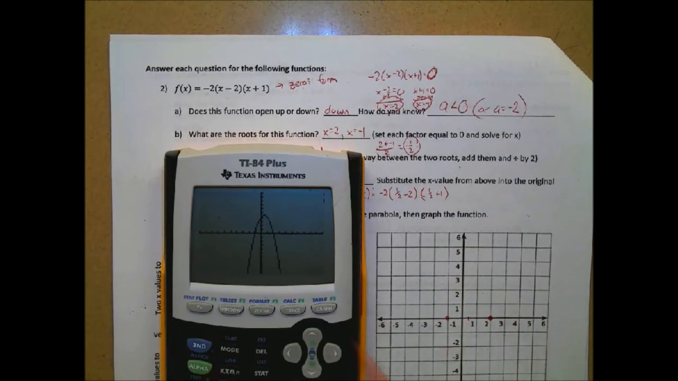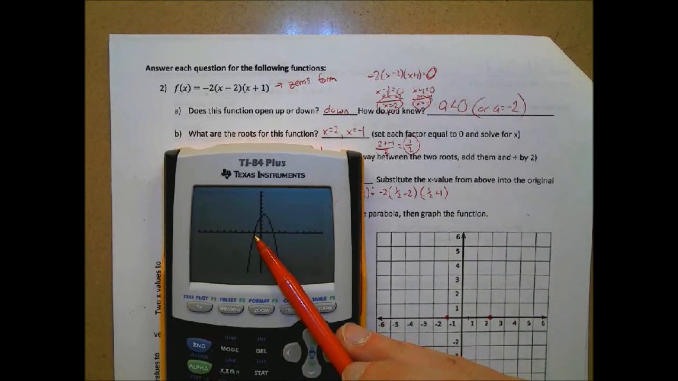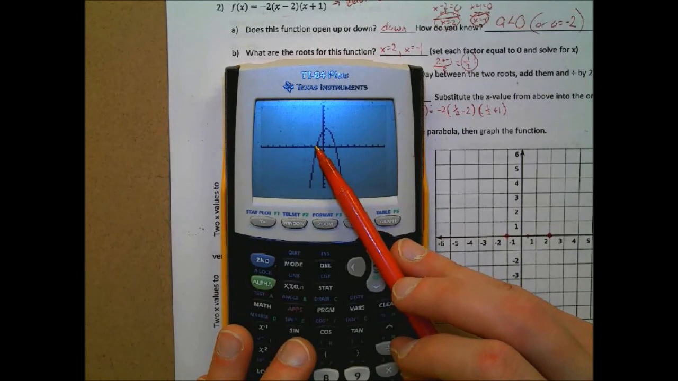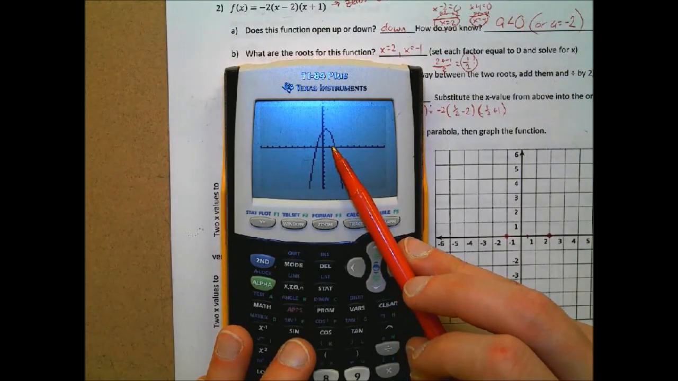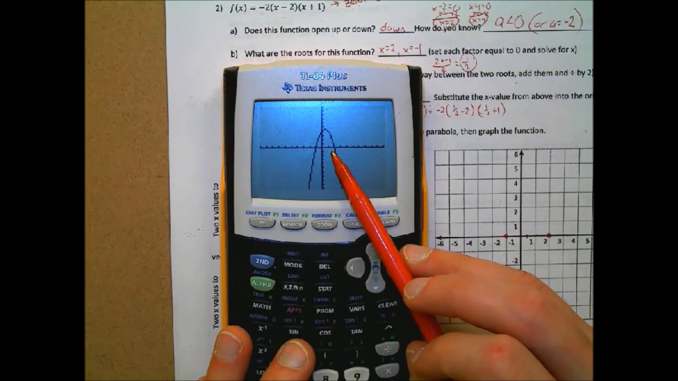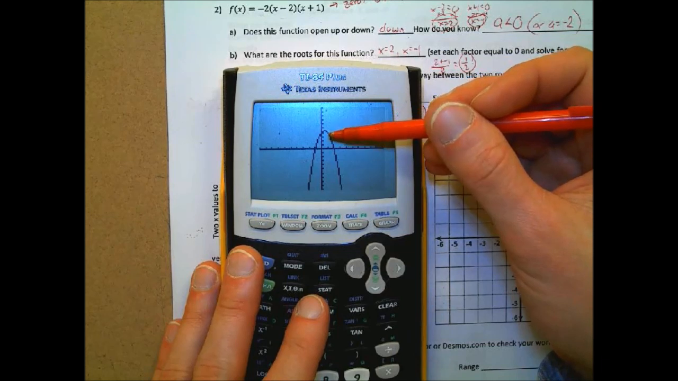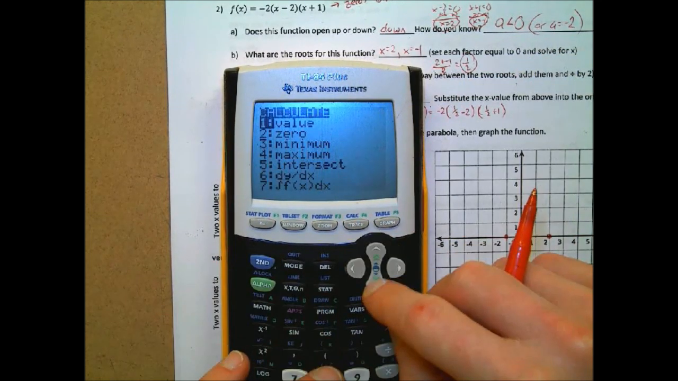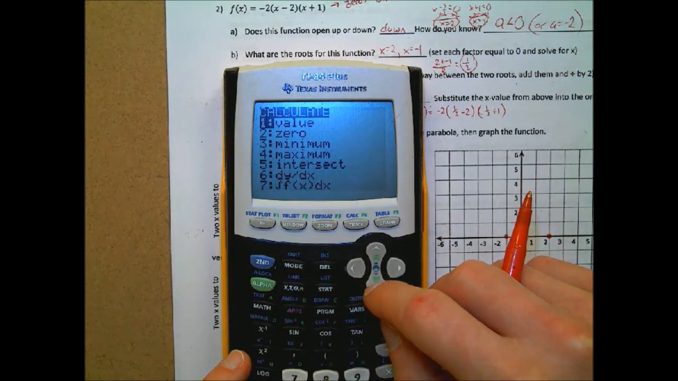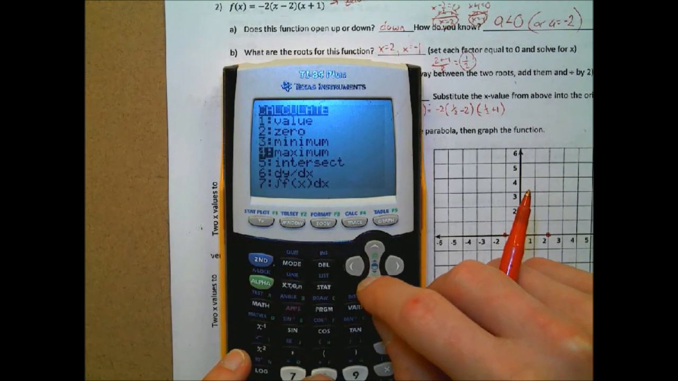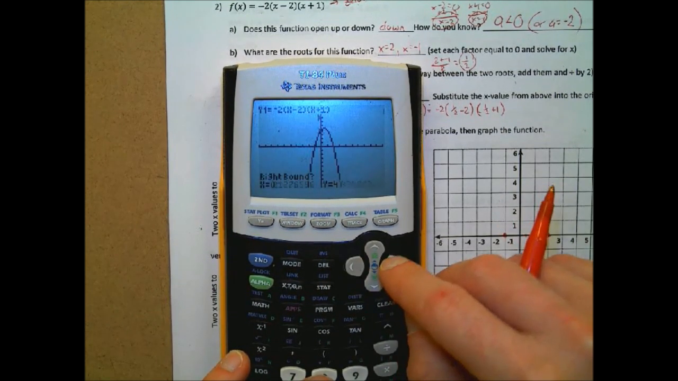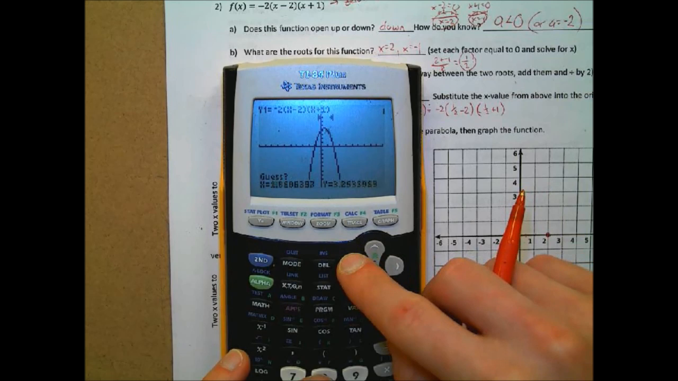Do you see the 0 there at -1? Do you see the other 0 at 2? Okay, so -1 and 2, right? To find the vertex, what command would I use here? Second trace, and then down to what? Maximum, because the vertex is at the maximum. Go to the left of your vertex, hit enter. Go to the right of your vertex, hit enter. Go in towards the top and hit enter.